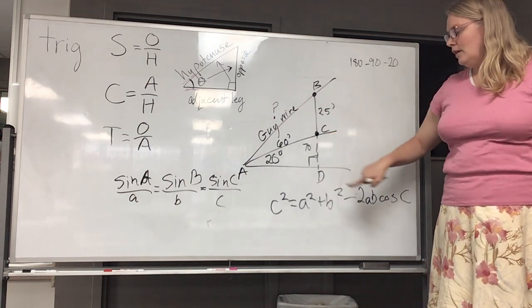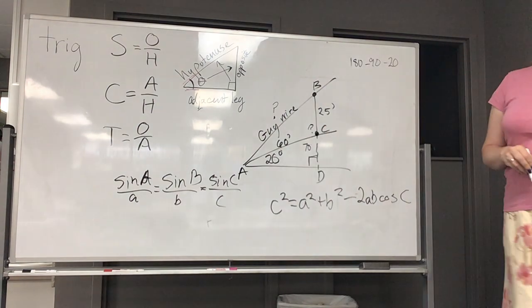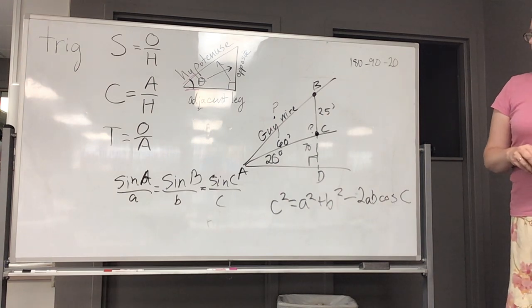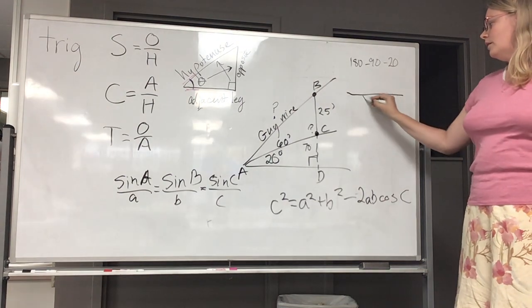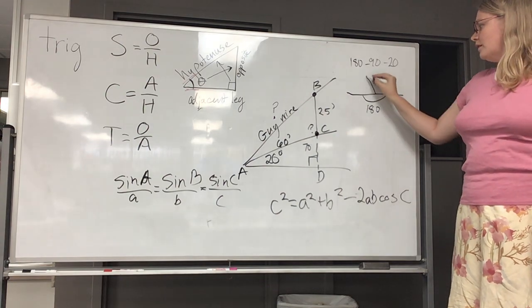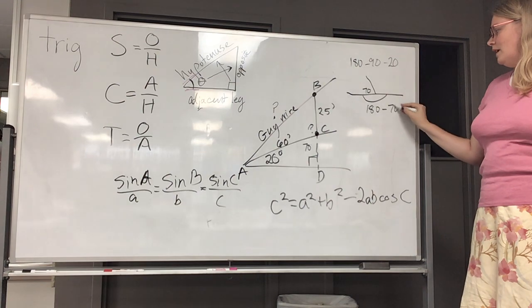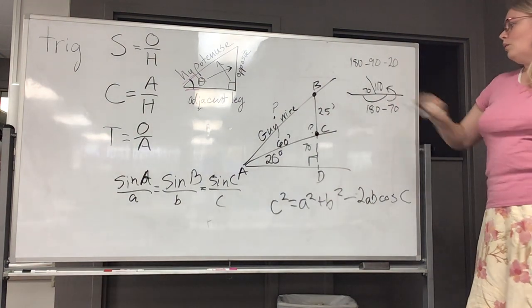Next, if this is 70, what is this angle? Remember, a straight line also makes 180 degrees. If part of it is 70, 180 minus 70 gives us the other piece, which is 110.